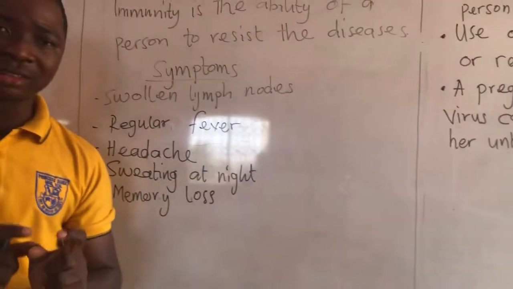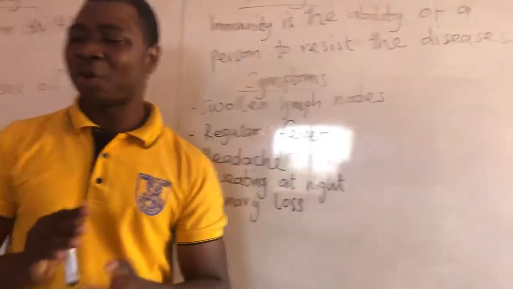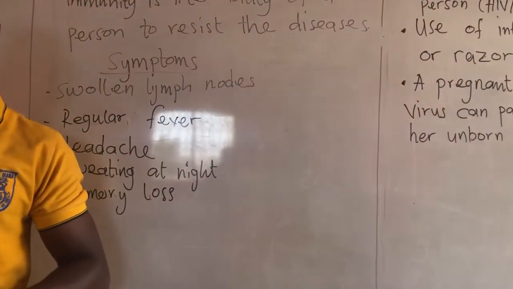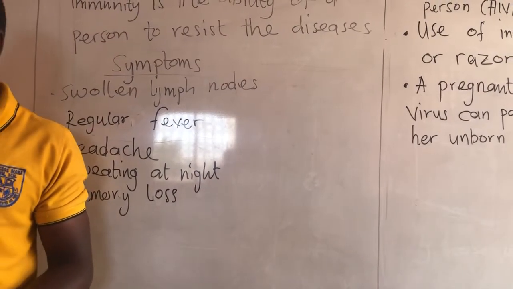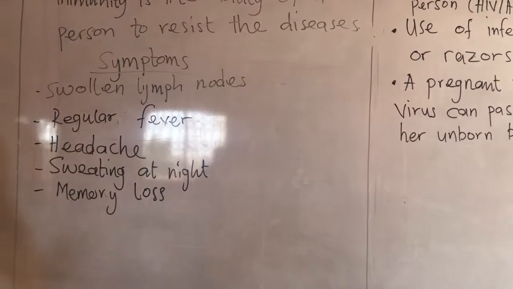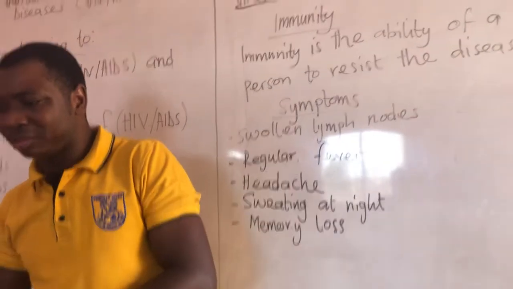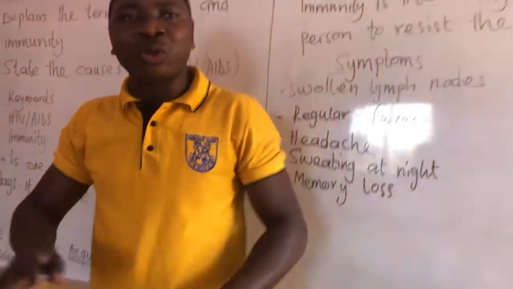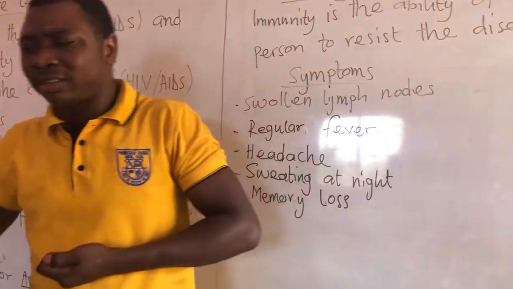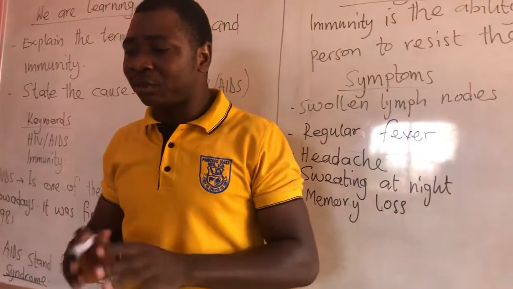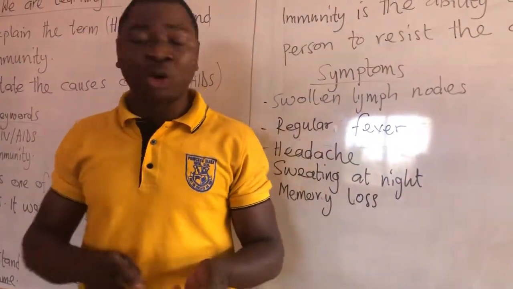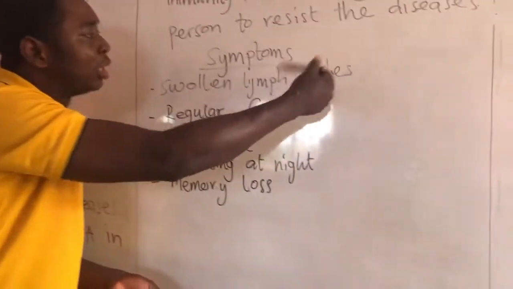When a person is affected by HIV/AIDS, the person looks normal. You never see that this person is affected by HIV/AIDS. The person will help you do everything. After a few years, the person may begin to show signs.